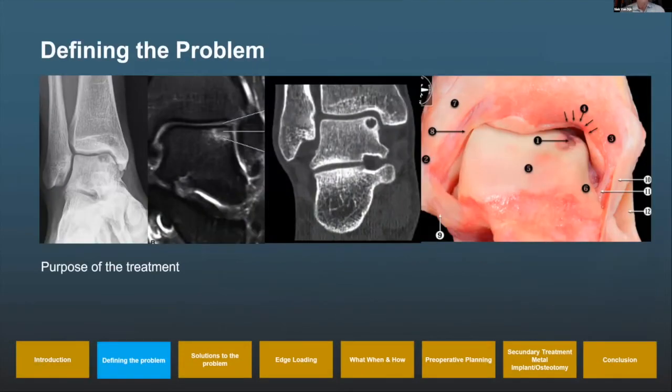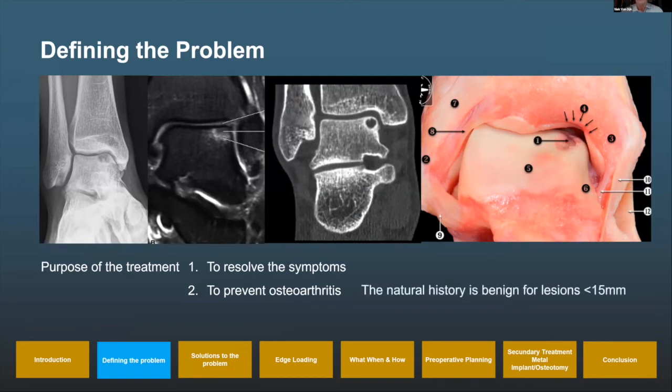So this is the problem, a localized osteochondral defect, and the purpose of our treatment is twofold. It is to resolve the symptoms of the patient, and it is to prevent osteoarthritis. And we know that the natural history is benign for the smaller lesions, and osteoarthritis will only appear if we have a large lesion that we leave untreated. So for the vast majority of these lesions, preventing osteoarthritis is not the goal of our treatment, but rather to resolve the symptoms. And the main symptom is pain.